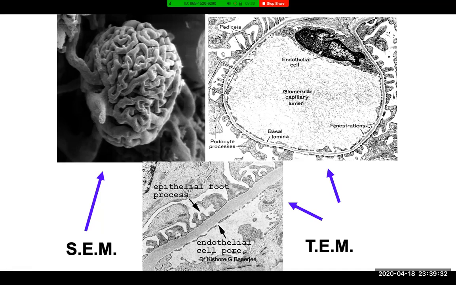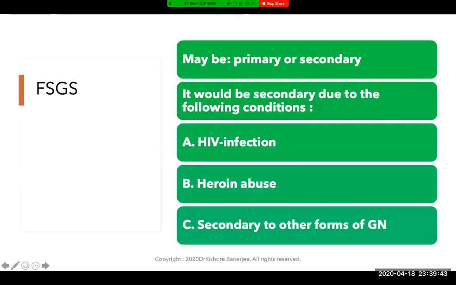Particularly, this disease, FSGS, is basically damage to the podocytes, which usually results in proteinuria. Injury to the podocytes is the initiating process. Now, FSGS may be primary or secondary. These are the important causes of secondary FSGS: HIV infection, CMV, parvovirus B19, heroin abuse and some other drugs, and it could be secondary to other forms of glomerulonephritis like IgA nephropathy.